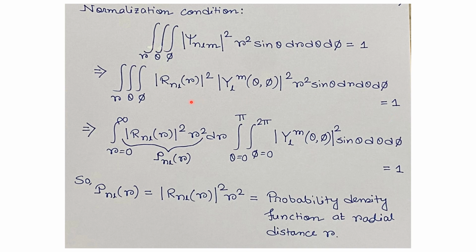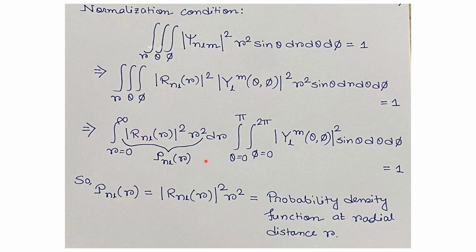Now we'll separate the radial part and the angular part in this integration. So we'll get the integration from r equals 0 to infinity of |R_nl|² times r² dr, and the other part is the angular part, that is integration from θ equals 0 to π, integration over φ from 0 to 2π of |Y_lm|² sinθ dθ dφ, equals 1.